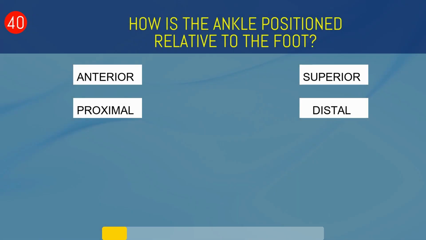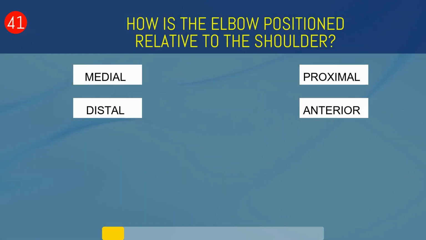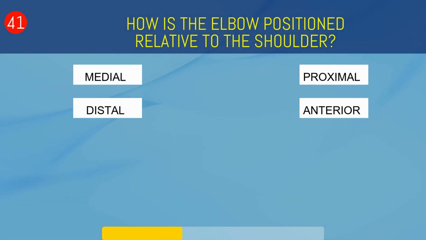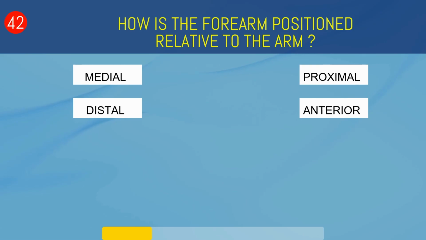Proximal. How is the ankle positioned relative to the foot? Anterior, proximal, superior, or distal? Proximal. How is the elbow positioned relative to the shoulder? Medial, distal, proximal, or anterior? Distal. How is the forearm positioned relative to the arm? Medial, distal, proximal, or anterior?